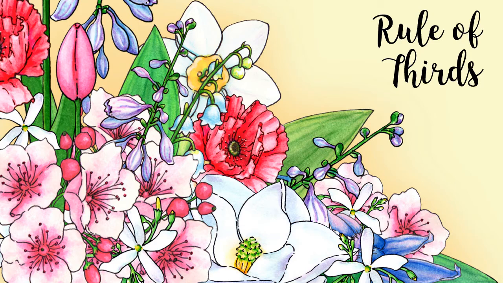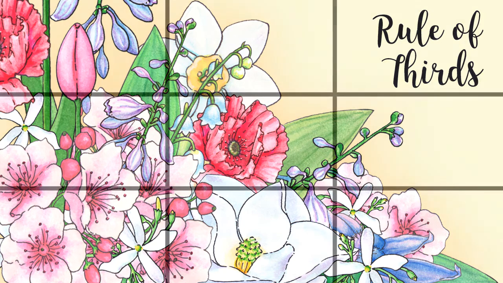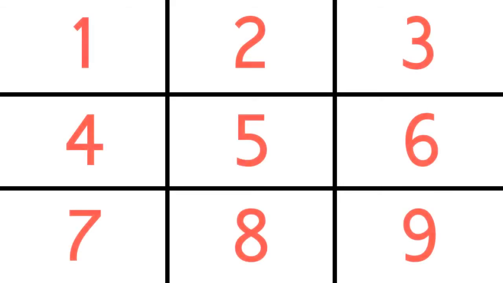Okay, let's get started. The rule of thirds says that you are to divide your image into 9 equal parts, 3 across by 3 down, and that you are to avoid using the center section for your focal point, and that you are to use either one or some of the remaining 8 sections for your focal point. And that's pretty much all there is to it.